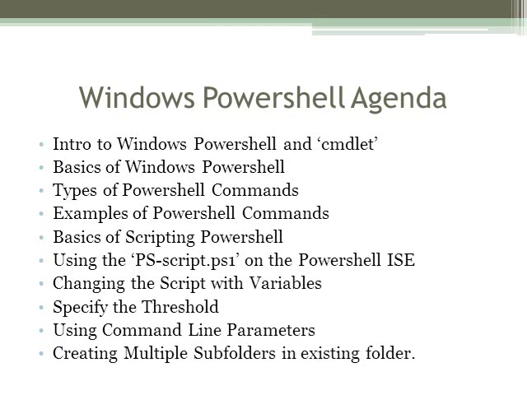We're going to change the script by using variables. We're going to specify the threshold number, and we're going to use command line parameters on the PowerShell command prompt window. We're going to create multiple subfolders in an existing folder and make a directory. So let's begin.